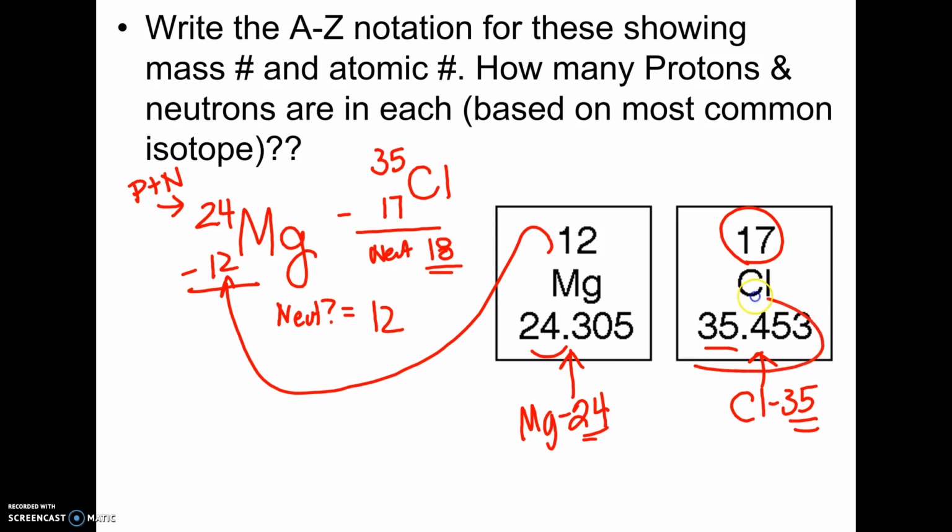Again, technically, I was guessing at the most common isotope. There are actually multiple isotopes of both of these. I know chlorine has two, chlorine-35 and chlorine-37, but we're sort of simplifying.